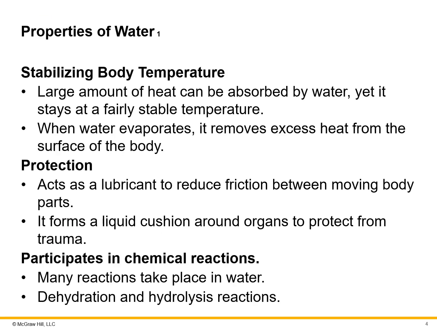Okay, so some of the other properties, water has the ability to stabilize our body temperature. Whenever we get hot, we sweat. The release of that water that evaporates removes that excess heat, so it helps stabilize our body temperature. It also provides some protection, so it can be a lubricant, like in our joints, and that liquid forms a cushion around our brain. We have cerebrospinal fluid that provides some cushion to protect from trauma. And as we talked about with dehydration and hydrolysis reactions, we need that water for those chemical reactions.